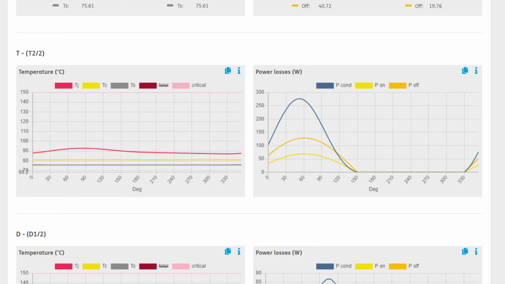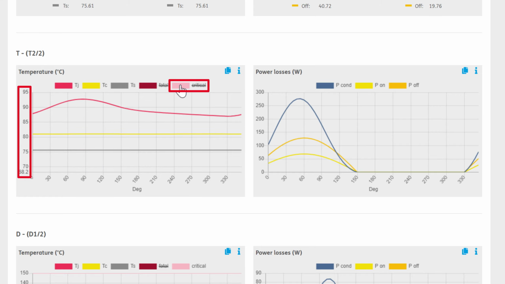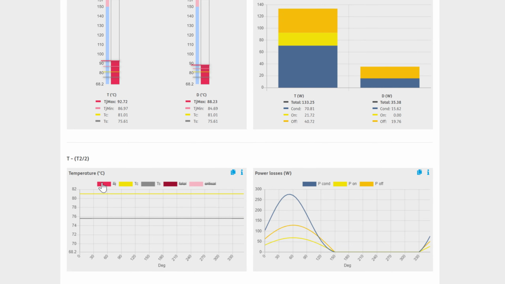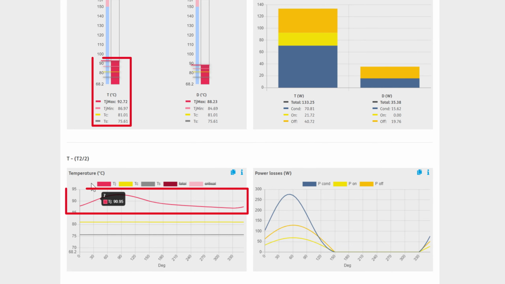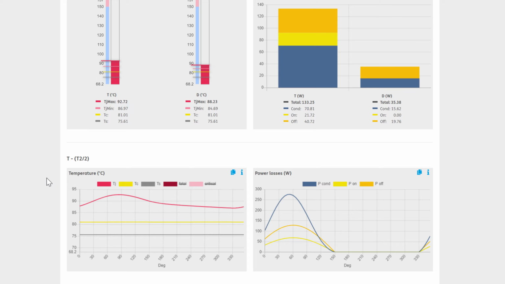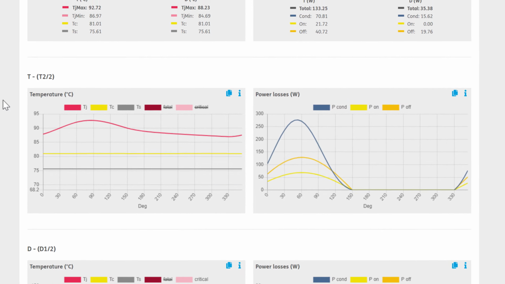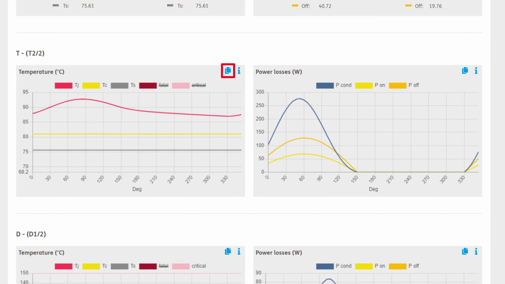If the resolution in the y direction is too low, you can turn off the 150 degrees C limit for the critical temperature range. You can activate and deactivate each function by clicking on the icon in the legend. The maximum and minimum of temperature swings are indicated as Tj max and Tj min in the bar diagram. The data used for the diagram may be copied to the clipboard via the link shown here.